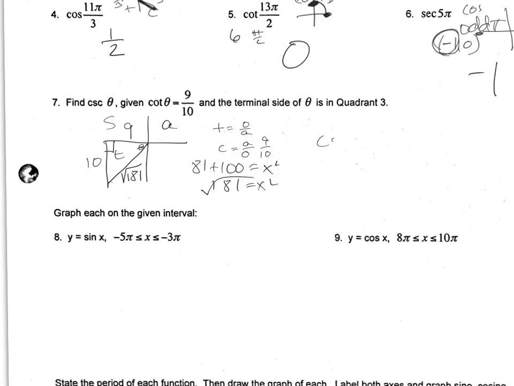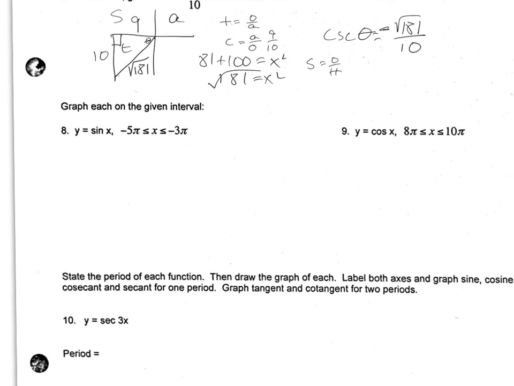We are looking for the cosecant. Cosecant goes with sine. Sine is opposite over hypotenuse, so we want hypotenuse over opposite. And because of its location, it's negative. So negative radical 181 over 10.